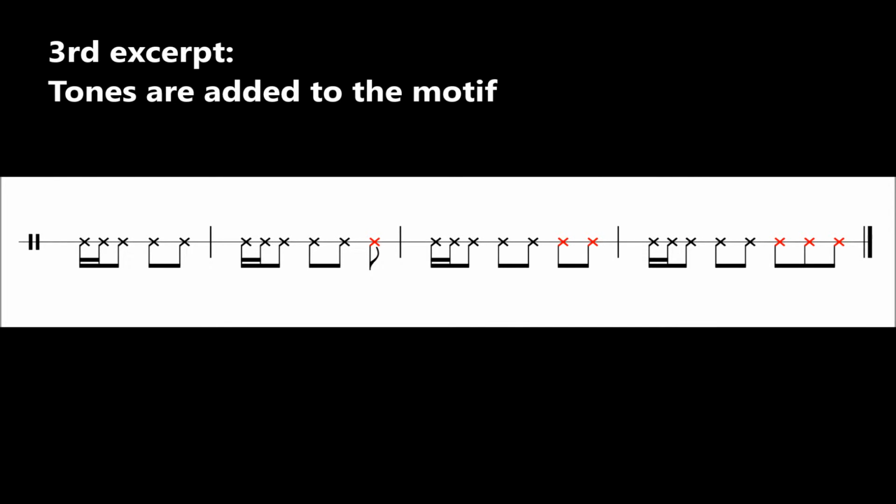In the third excerpt, we notice that tones are added to the motif. For example, in the second measure, one tone is added to the motif. In the third measure, one more tone is added, and in the fourth measure, one more tone is added.